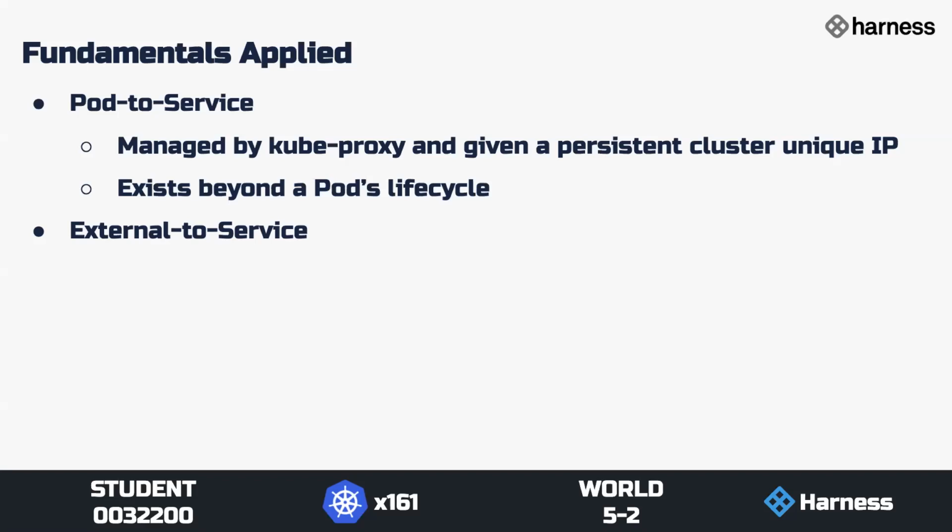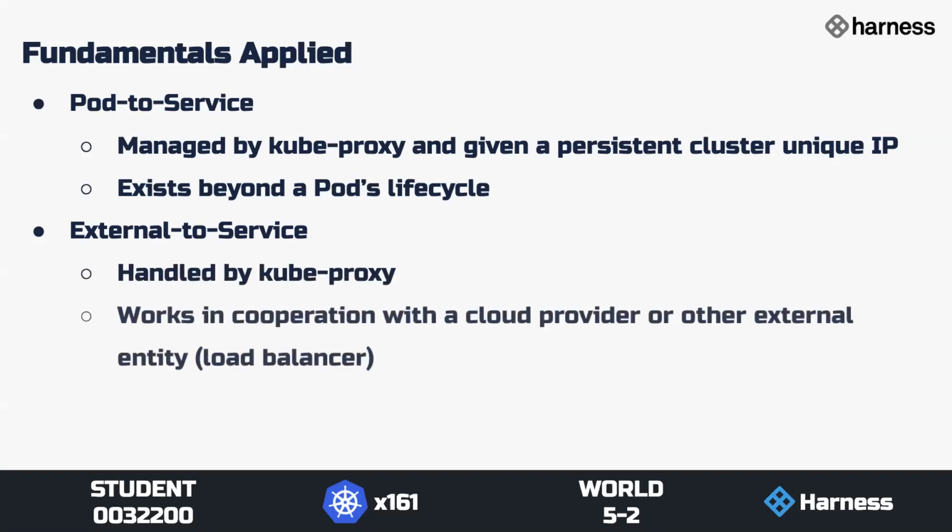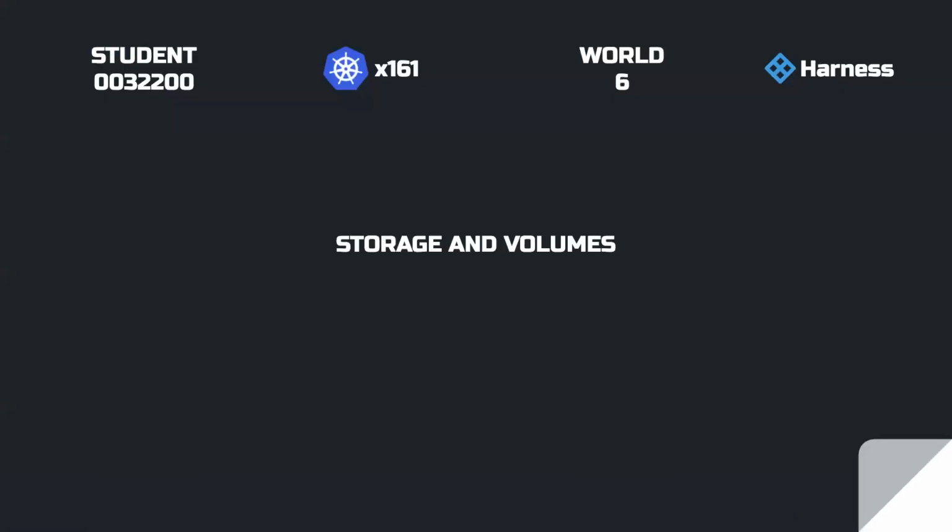On the other side, you have external items talking to the service and the service able to talk to external items as well. This is also handled by the kube proxy, and it works in cooperation with the cloud provider or some other load balancer that's out there. So again, this is super high level, and how do different objects and entities inside and outside of the cluster talk to each other. It's important to understand how that relationship takes place.